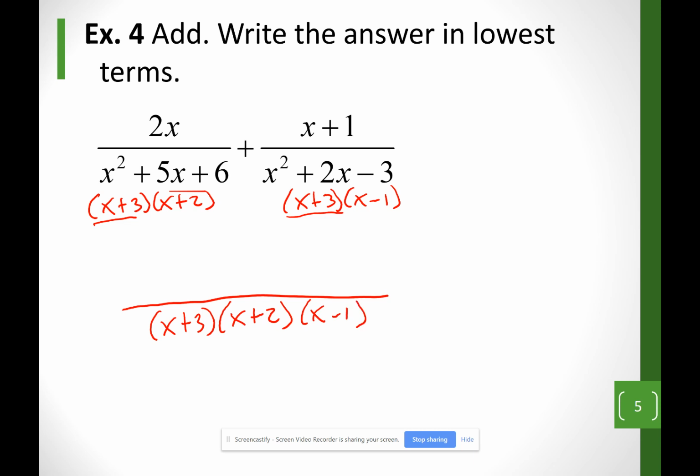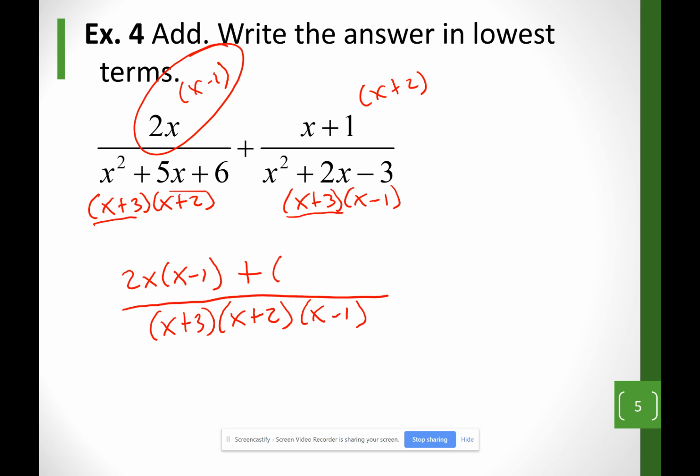These three factors. Now, from these three factors, on my first fraction, it seems like I'm missing x minus 1. On my second fraction, it seems like I'm missing x plus 2. All right, so let me multiply the top. I'm going to have 2x times x minus 1 plus, on the top, x plus 1 times x plus 2. Okay.